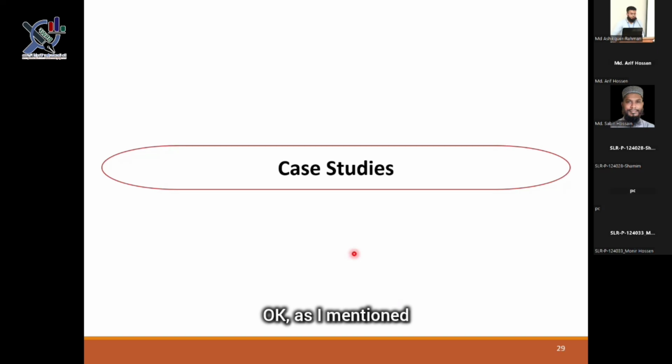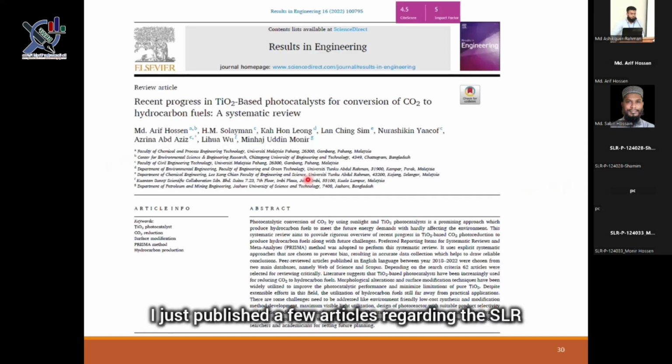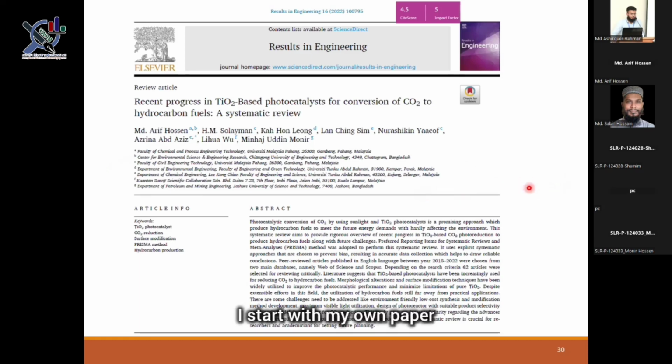Okay, as I mentioned, I just published a few articles regarding the SLR. So before going to the case study, I start with my own paper. This is my paper, published in Results in Engineering. I arranged all the case studies chronologically depending on the impact factor and CiteScore. Results in Engineering has an impact factor of 5 now, and a CiteScore of 4.5.